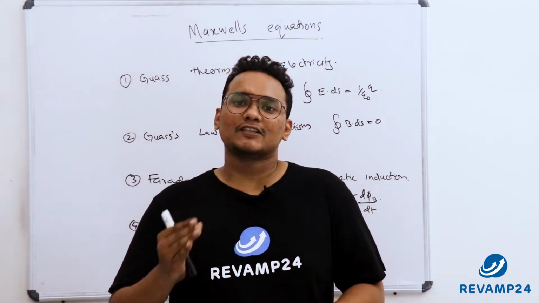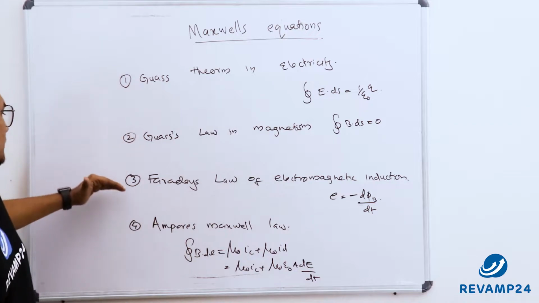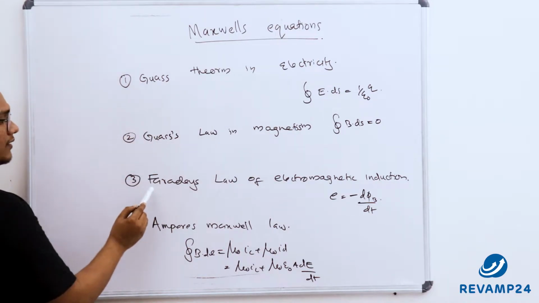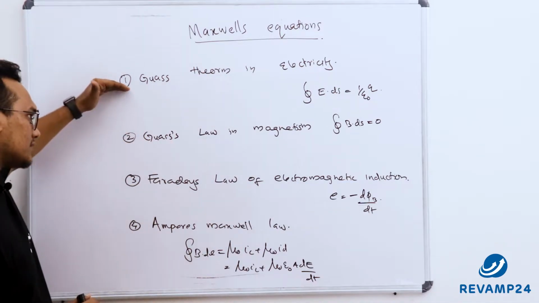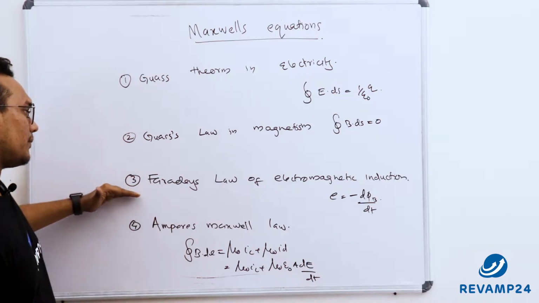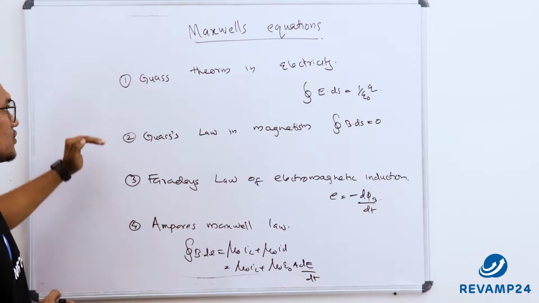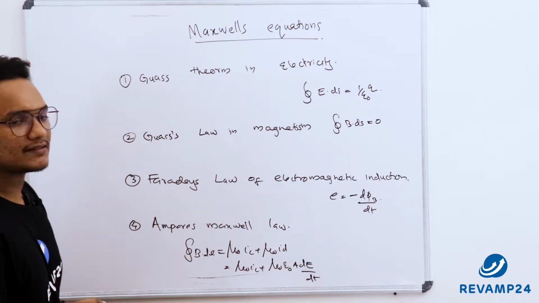In this video, I will explain Maxwell's equations. So these four are Maxwell's equations, but you know that these equations were not discovered by Maxwell. Gauss's theorem in electricity is by Gauss, this one is by Gauss, this one by Faraday, and this one by Ampere. Now why are these four equations together named as Maxwell's equations?